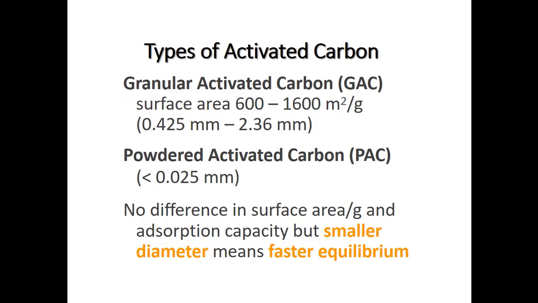So basically we have two types of activated carbon: the granular and the powdered. Here are some differences between granular and powdered activated carbon, but basically there is no difference in surface area per gram. For example, 1 gram of powdered has the same surface area as 1 gram of granular. But the diameter of the particles is different, of course. For granular it is from 0.4 to 2.36 millimeter, while for the powdered activated carbon it is less than 0.025 millimeter. The smaller diameter means faster equilibrium. Equilibrium means exhaustion of the capacity, means using up the capacity of the activated carbon.